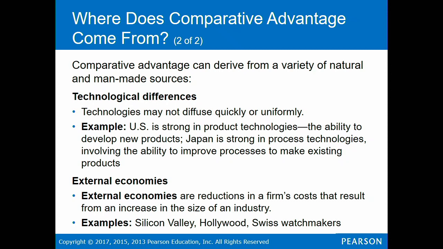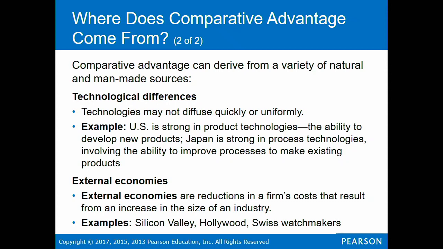Finally, there are external economies. These are reductions in a firm's cost that result from an increase in the size of an industry. So in the United States, Silicon Valley, Hollywood, because these are so large, firms' costs are reduced substantially. Much more difficult to have a Hollywood-level production somewhere outside of Hollywood. You'll have to pay more for talent to get out there. You'll probably have to train more workers in order to be able to do the sorts of things that people in Hollywood can already do, already have experience with.